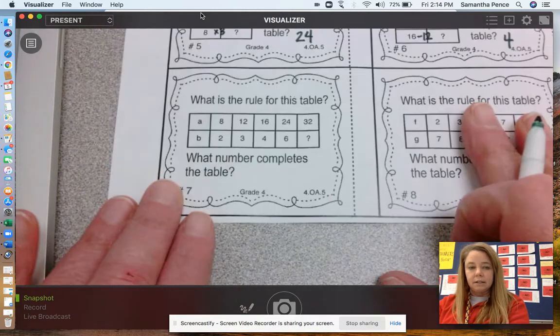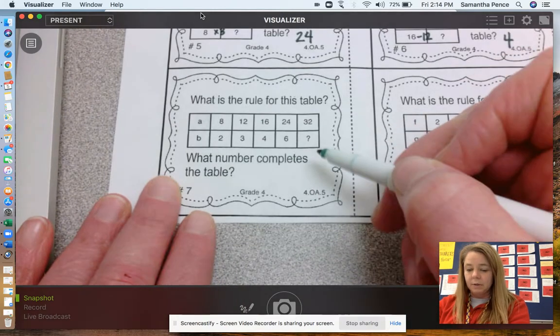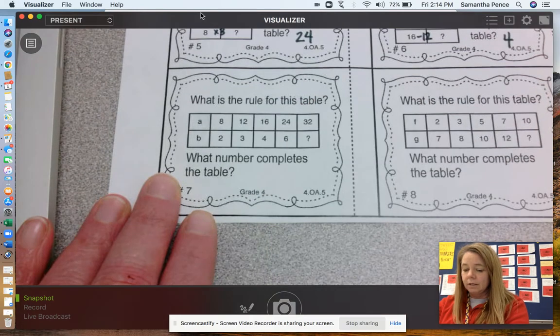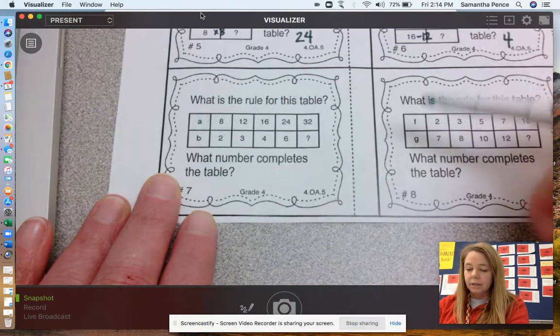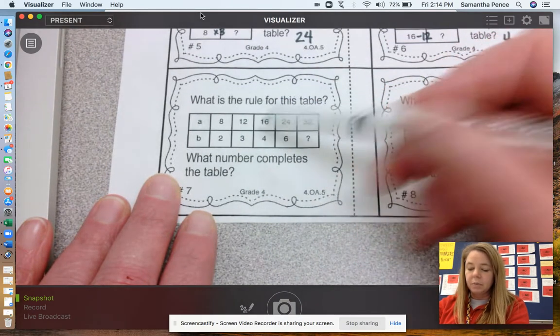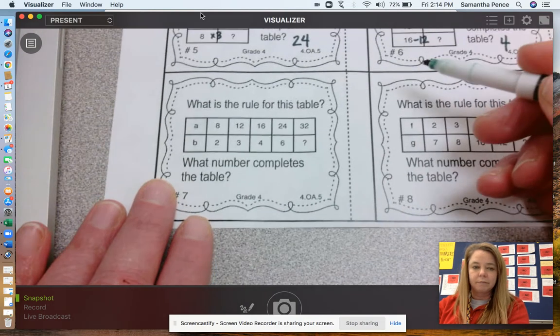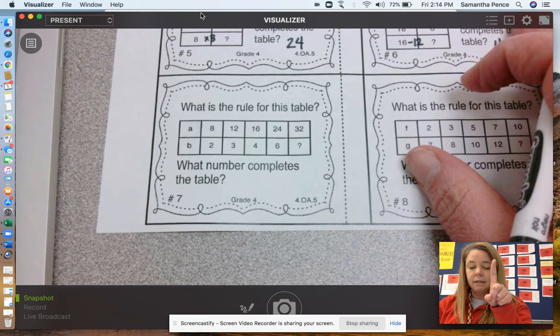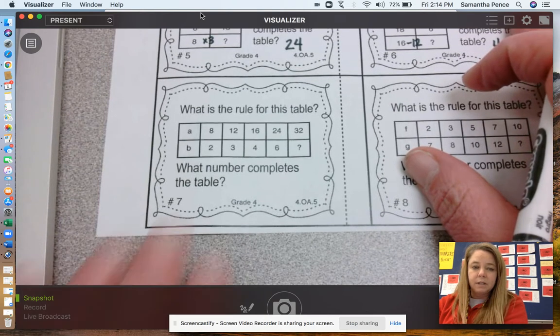Okay, let's look at this next one. What's the rule for this table? We have A and B. So A is our input and B is our output. And I'm noticing from our input to our output, it's getting smaller. So two things could happen. It could be we're subtracting or we're dividing, one or the other. I'm going to start with subtraction.